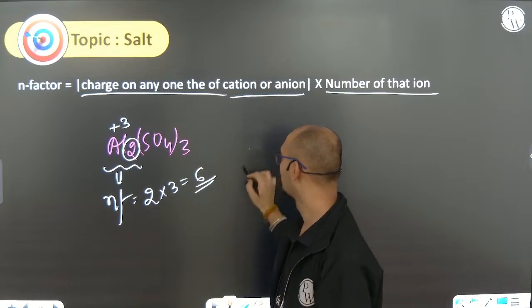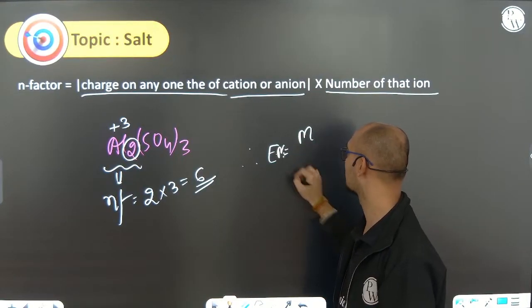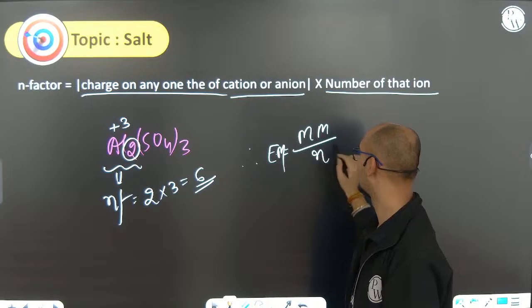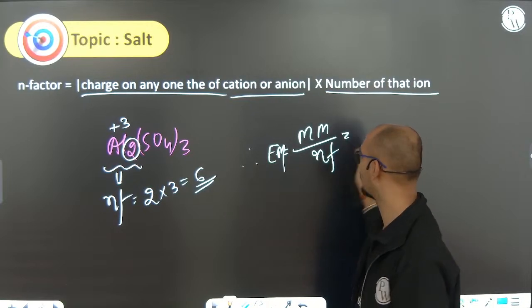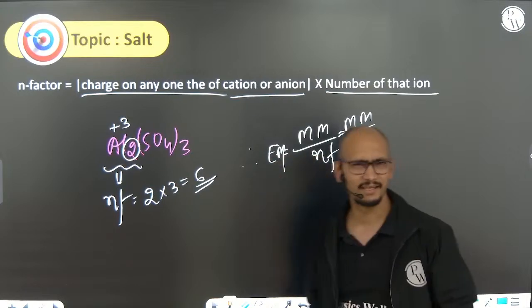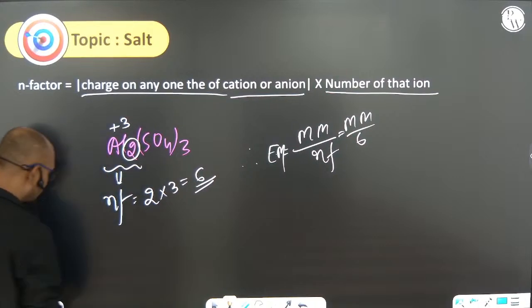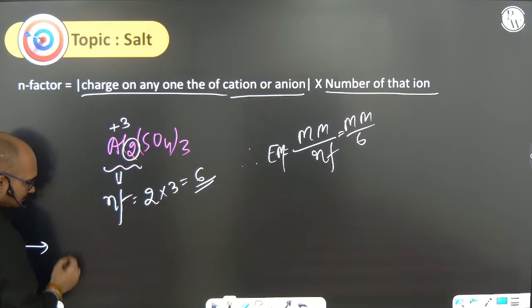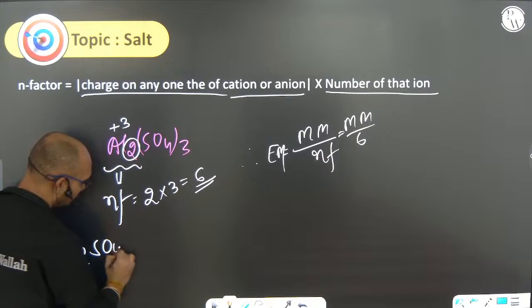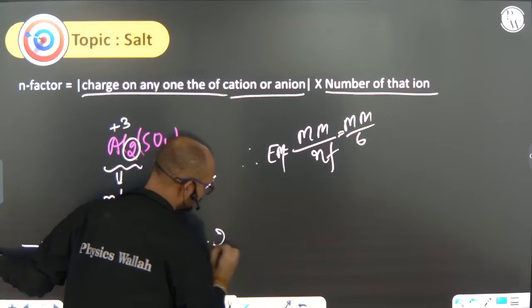So therefore, because we know that equivalent mass equals molar mass divided by n factor, whatever the molar mass is, you can divide by 6 and you can get the equivalent mass. Not a big deal. Easy, right? Similarly, a few examples. I will also take a few double salt examples: K2SO4.Al2(SO4)3.24H2O.